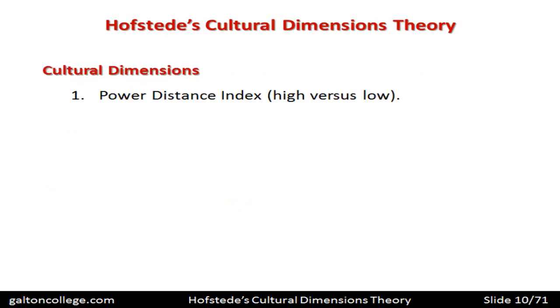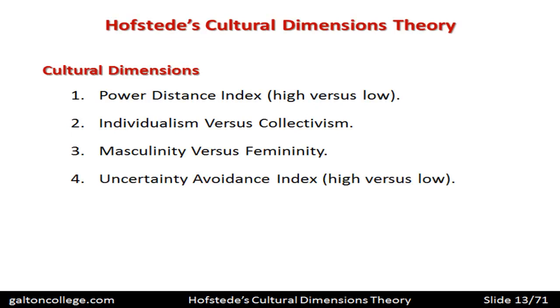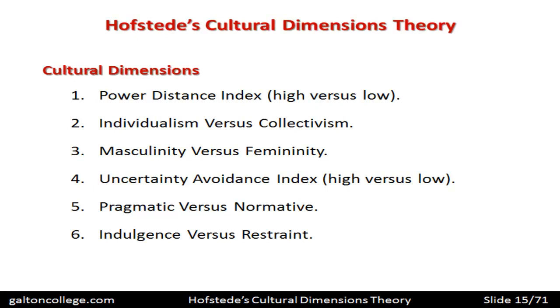Now, the cultural dimensions, well, there's a power distance index, which is high to low. It's an index. So there's a power difference, and we'll explain what this means in a moment. Individualism versus collectivism, again explained shortly. Masculinity versus femininity. Uncertainty avoidance index. Now that index ranges from high to low again, and again we'll talk about it later. The pragmatic versus normative. And finally, indulgence versus restraint.